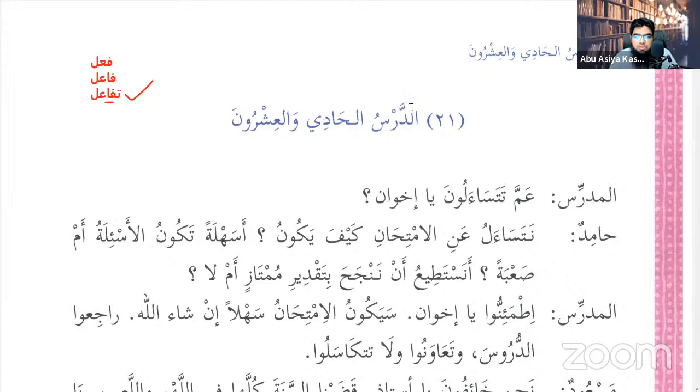Can we quickly take all the forms till now? We learned Form 2, like darrasa or allama, to teach. And then Form 3, jahada. Form 4, aslama or akrama. Form 5, ta'allama. And now Form 6, tasa'ala. These are the forms you've taken till now.